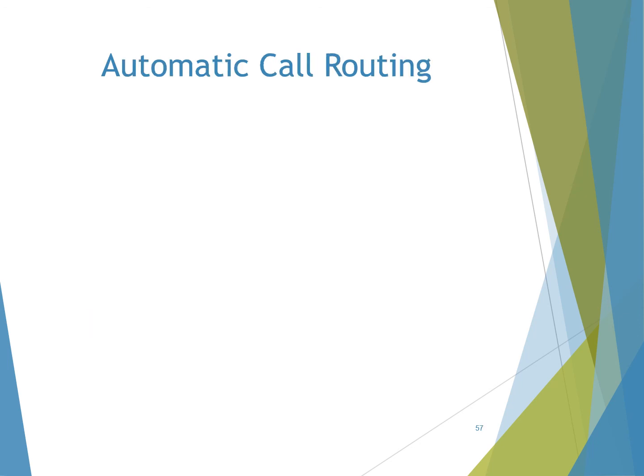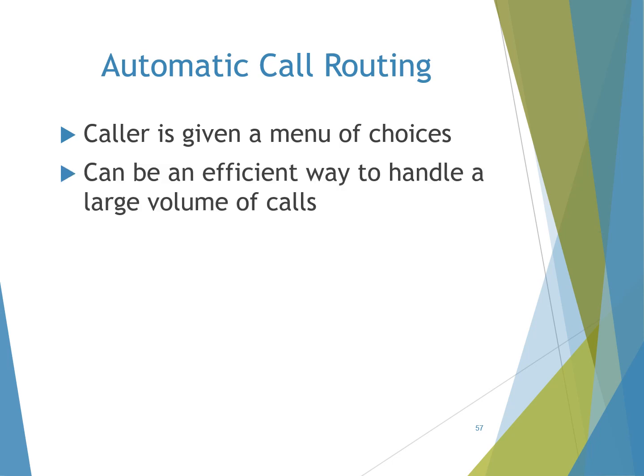Many healthcare facilities have started using an automatic call routing system. The caller is given a menu of choices, and he or she then presses a number on the telephone keypad to direct the call to the correct department. This can be an efficient way to handle a large volume of calls, but it can also be frustrating for some patients, especially elderly adults who may have trouble hearing and remembering the options. That frustration can be minimized if they provide an option that connects the caller with a person, for example, dial 0 for an operator. Then they can bypass the automatic call routing system.